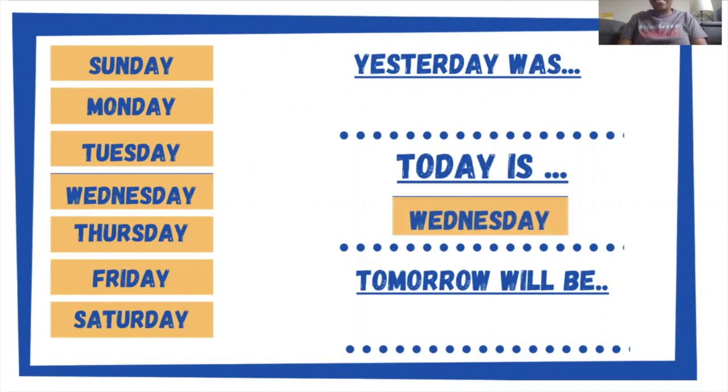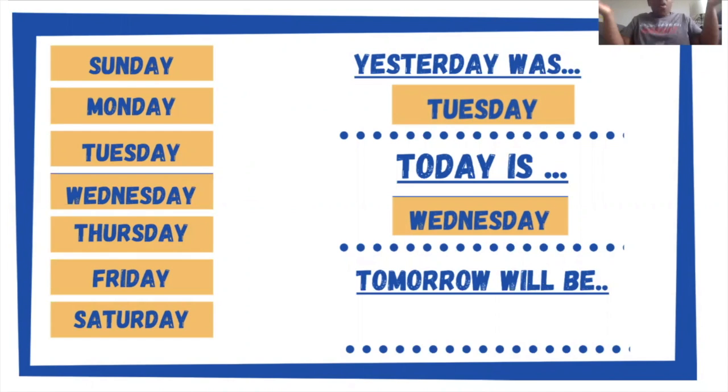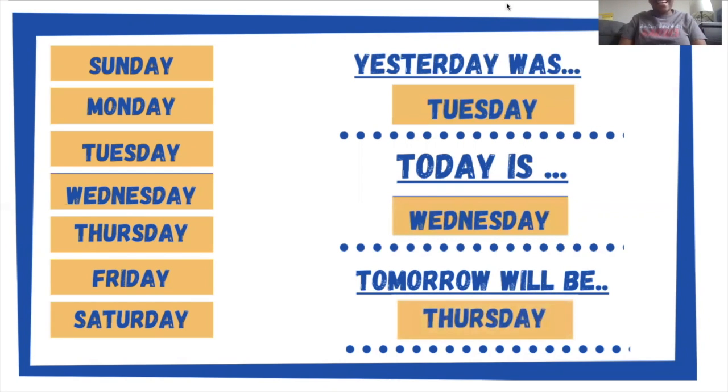Well, if today is Wednesday, what was yesterday? If today is Wednesday, yesterday was Tuesday. You got it. Well, if yesterday was Tuesday and today is Wednesday, what will tomorrow be? Yesterday was Tuesday, today is Wednesday, and tomorrow will be Thursday. Great job, everyone.